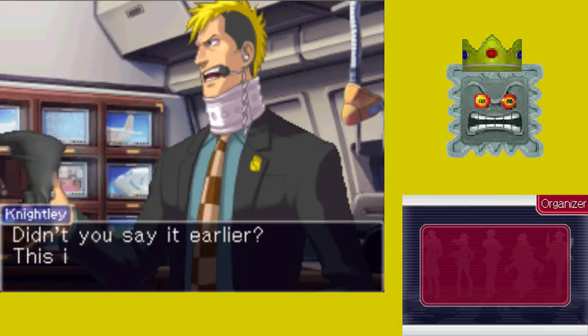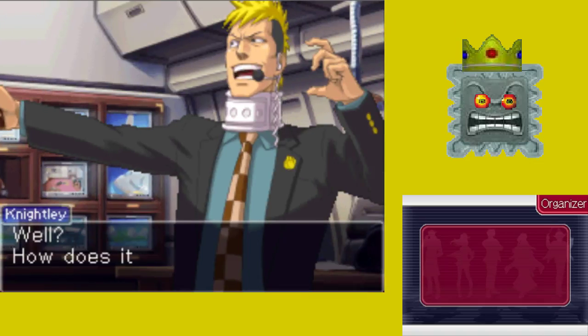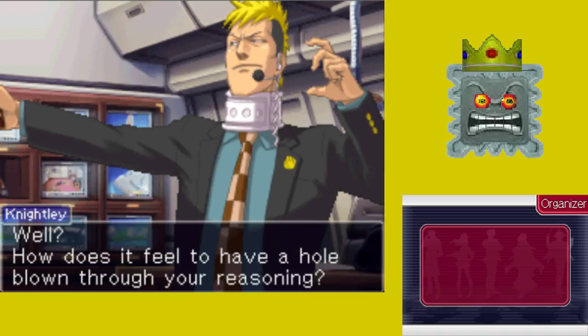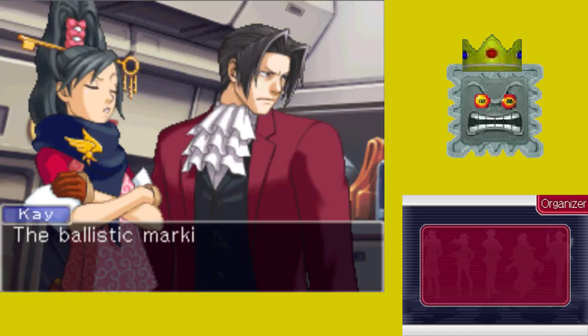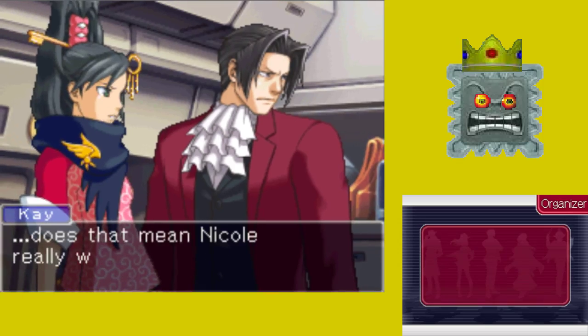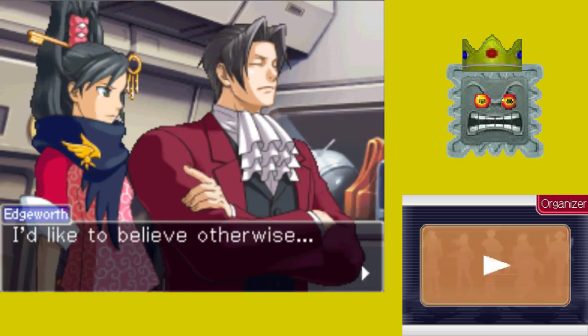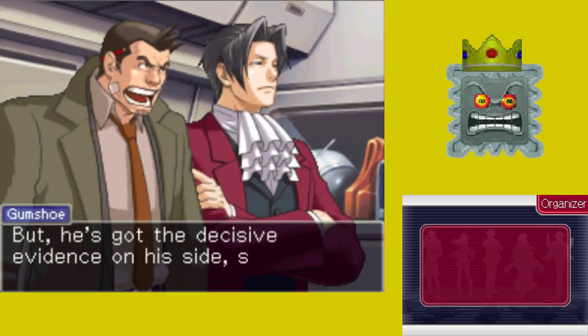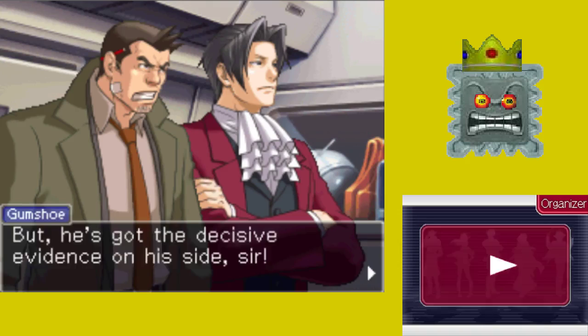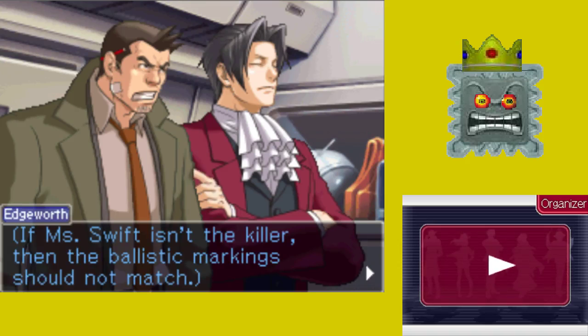Didn't you say it earlier? This is the decisive evidence! Well, how does it feel to have a hole blown through your reasoning? The ballistic markings match the gun we found, so... Does that mean Nicole really was the shooter? I'd like to believe otherwise. But he's got the decisive evidence on his side, Zoe! Indeed. How shall I proceed? If Miss Swift is the killer, then the ballistic marking should not match.